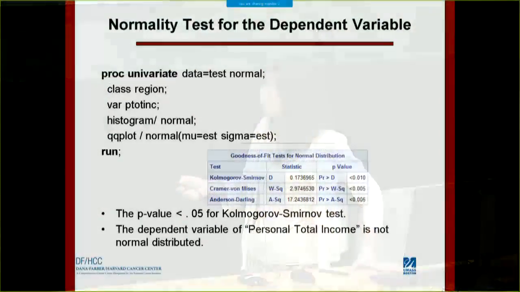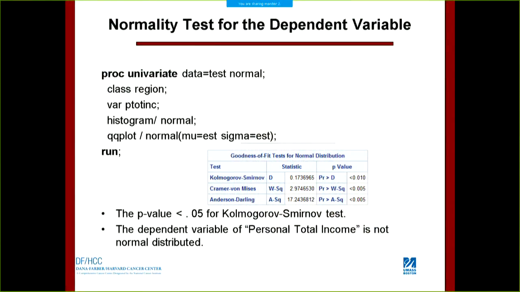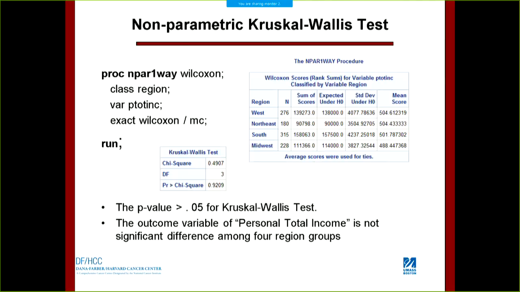So this is a SAS program again to check the normality, the normal distribution here, and this p-value is all smaller than 5%. So the normal distribution has been rejected. So we would like to try to use the non-parametric version of the one-way ANOVA.